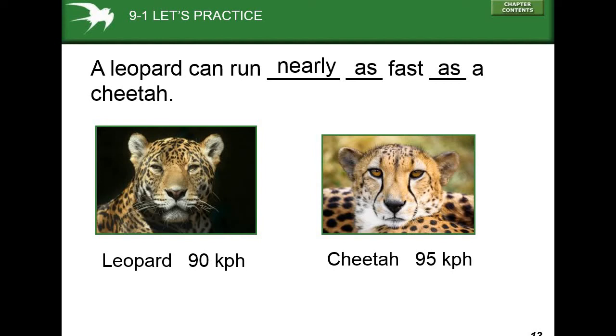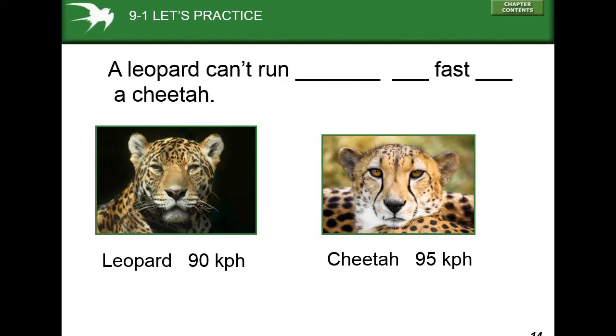Now write it down please. A leopard can run nearly as fast as a cheetah. Why? Because there is not much difference. Only 5 kilometers of speed is different. Okay, note it down.